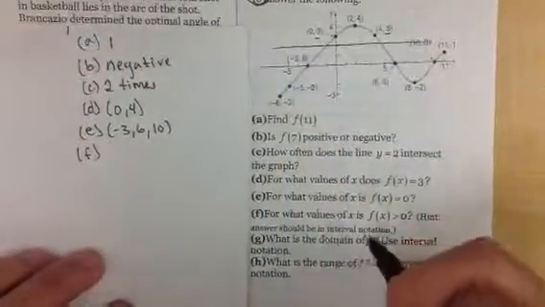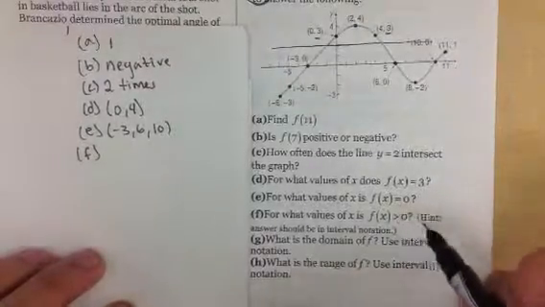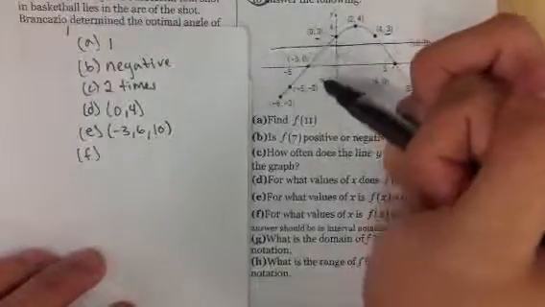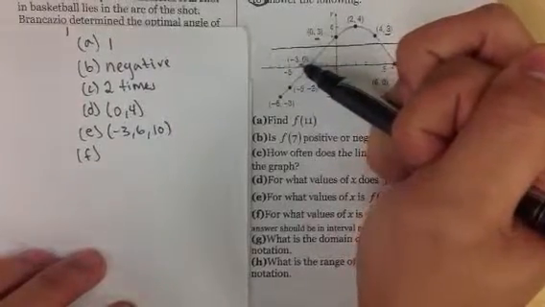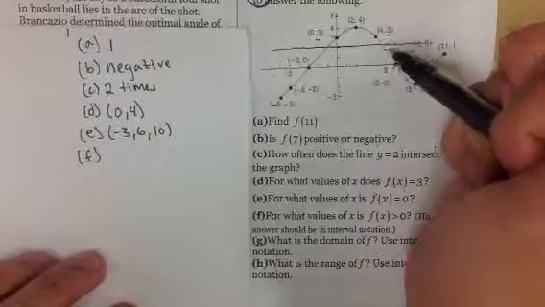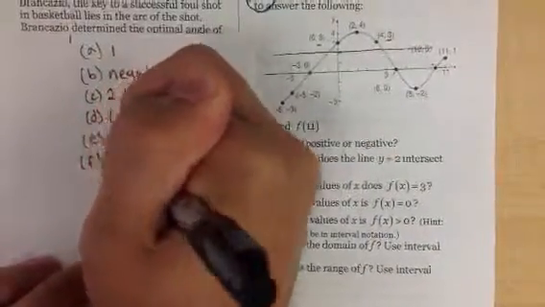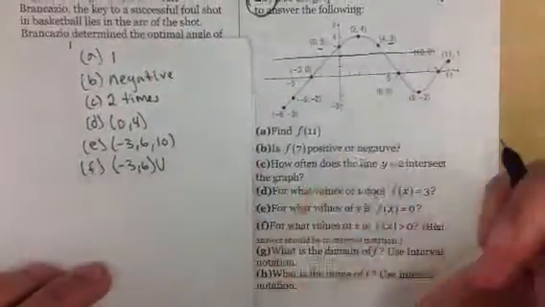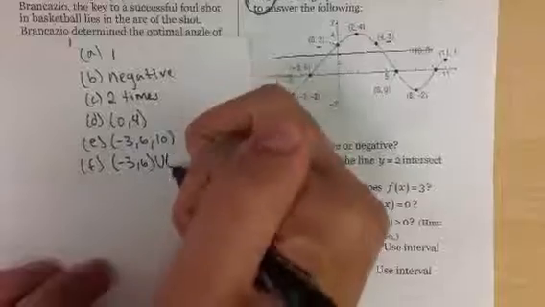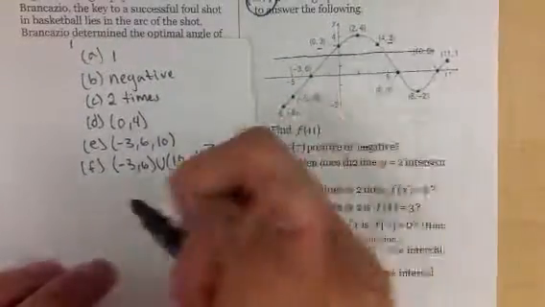For letter F, we need to find for what values of x is f of x greater than 0. So that is, when is the y greater than 0? And we find that from the point -3 to the point 6, because they're all above the 0, for your first one. And then union, because we also go up here, 10 to 11. And because the graph is ending at 11, close bracket.